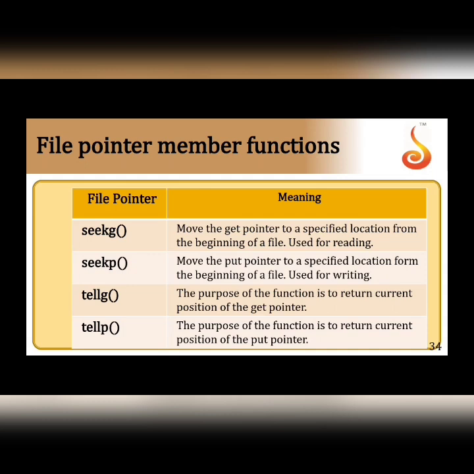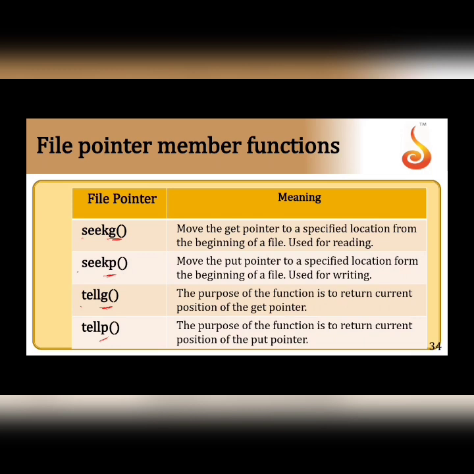The next is file pointer member functions: seekg, seekp, tellg and tellp. G is get, P is put. So seekg and tellg are used for reading. Seekp and tellp belong to the writing part.